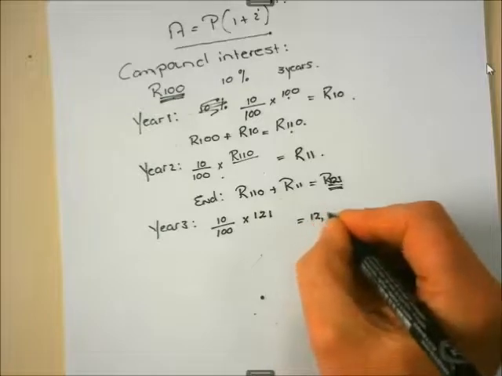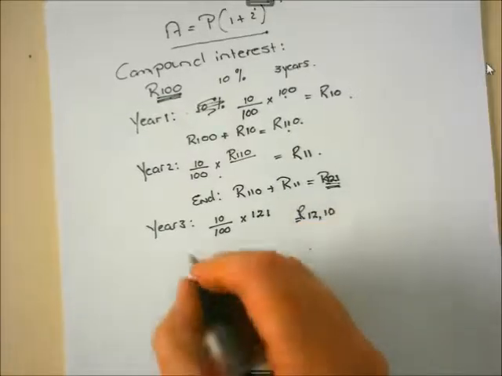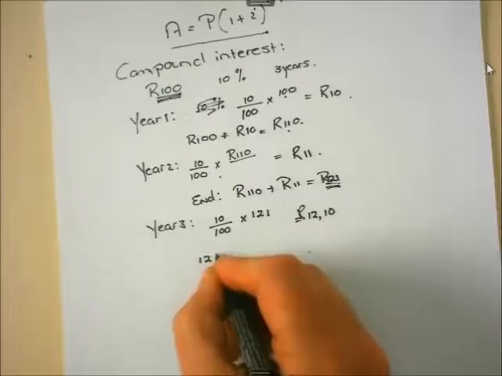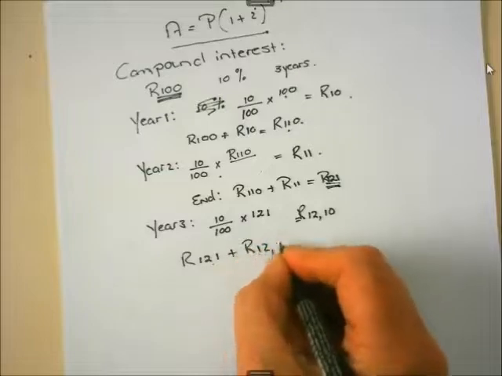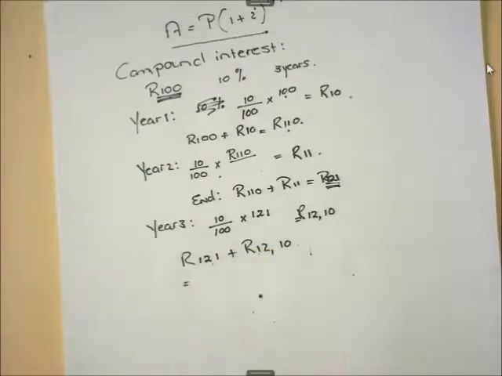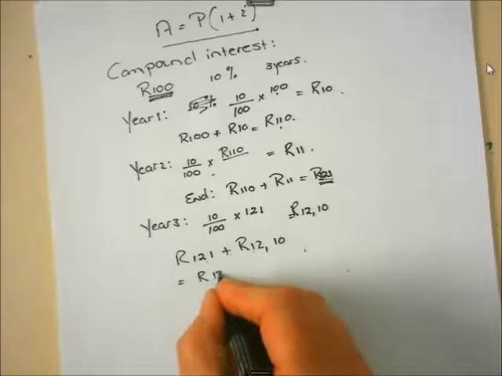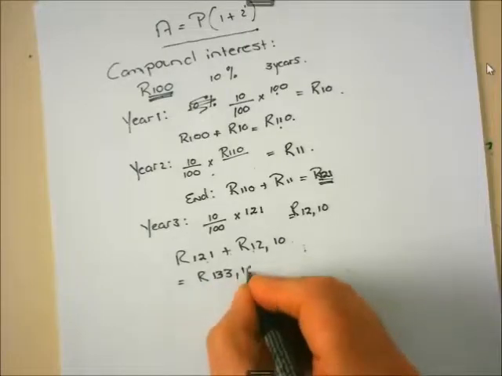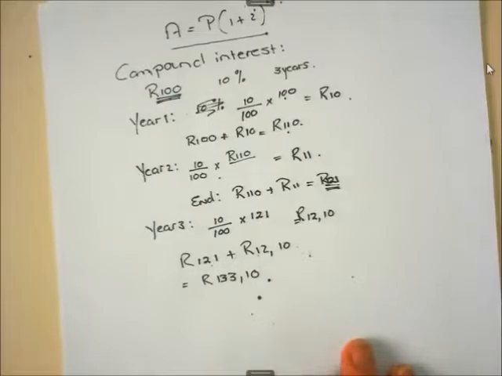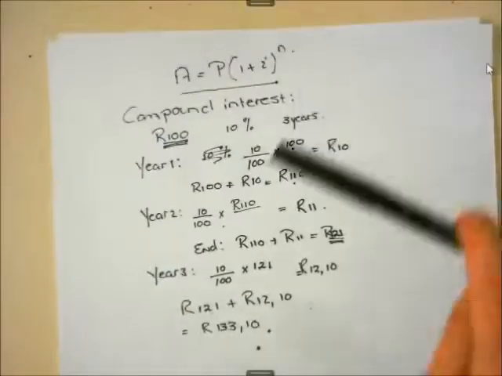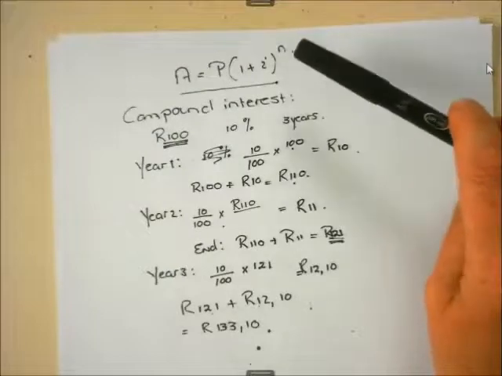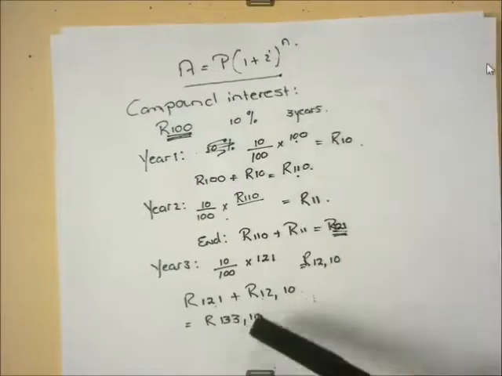So it will be 12 rand 10. Now at the end, you must say 121 rand plus 12 rand 10, and if you do that, you will get 133 rand 10 cents. This is the way prescribed for you to do compound interest. Should the question not specify the method, and you want to use that formula, you will get exactly this answer.